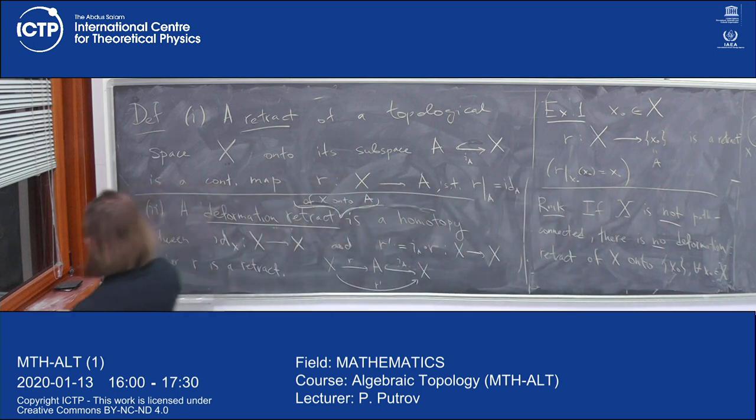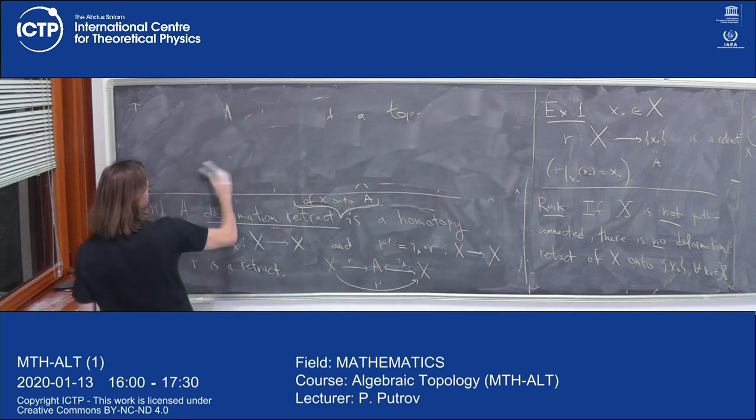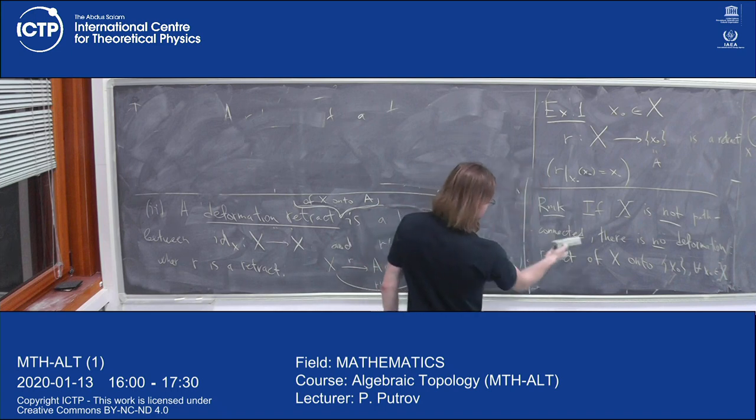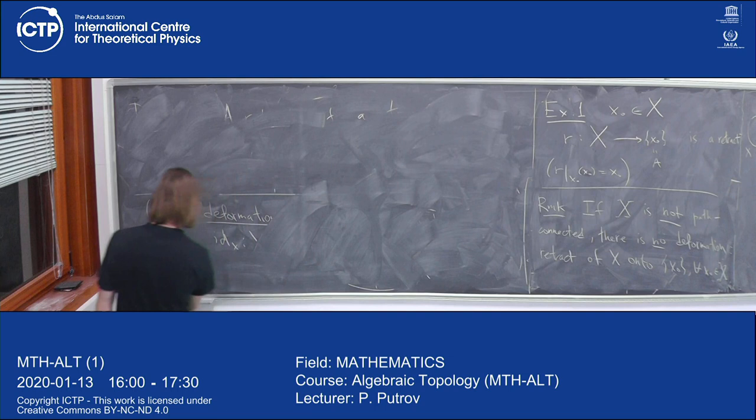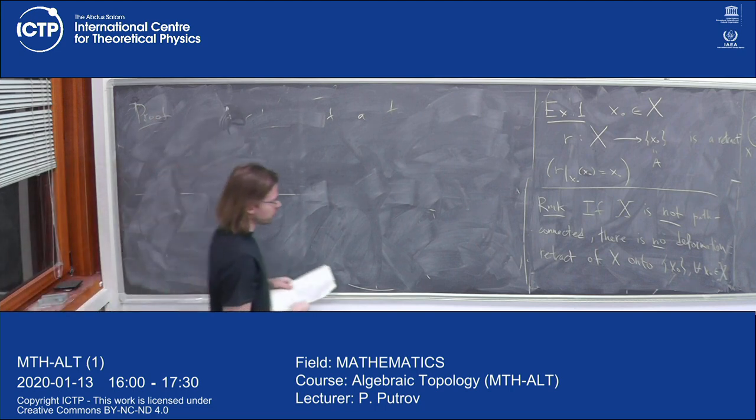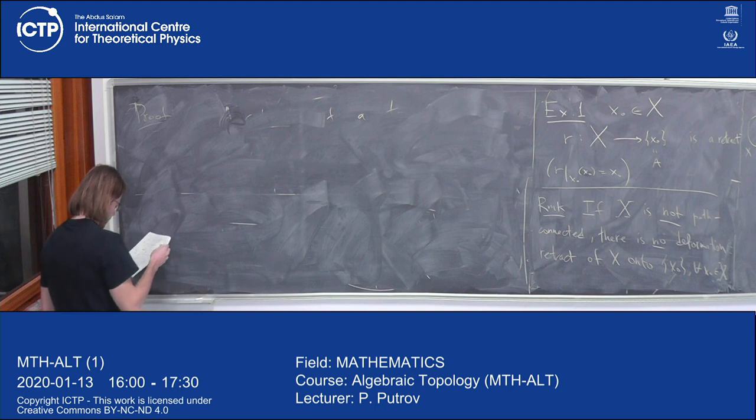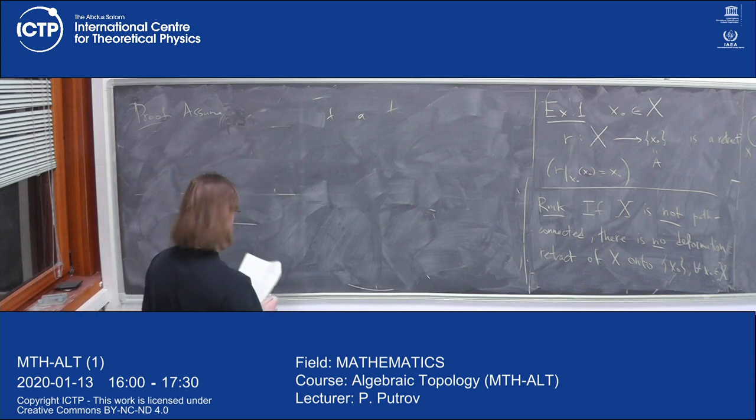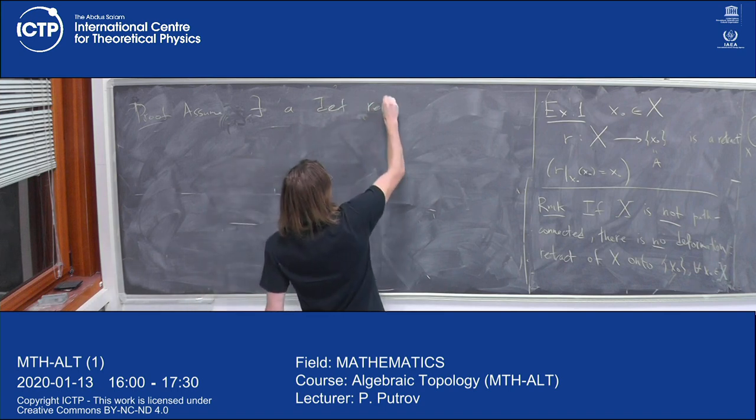So how can we show this? From the statement it's kind of suggested that if there is a deformation retract, then one should be able to show that X is actually path connected. There's a short proof. Let me present you a small proof of this statement in the remark. So assume there is a deformation retract.